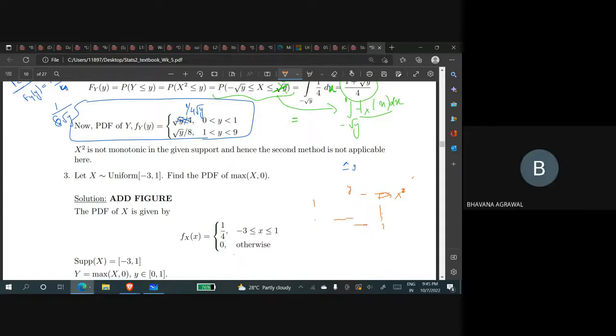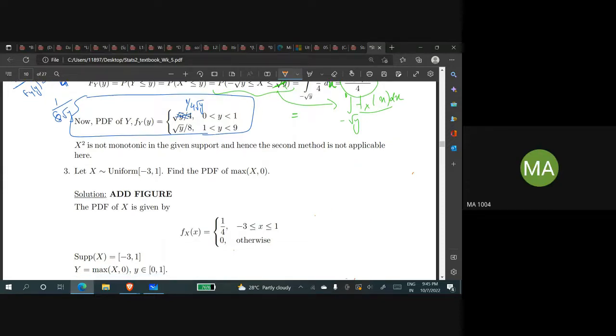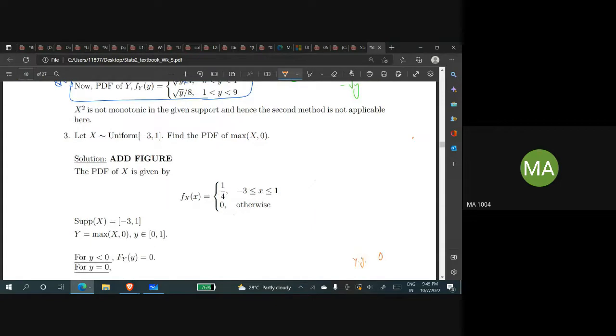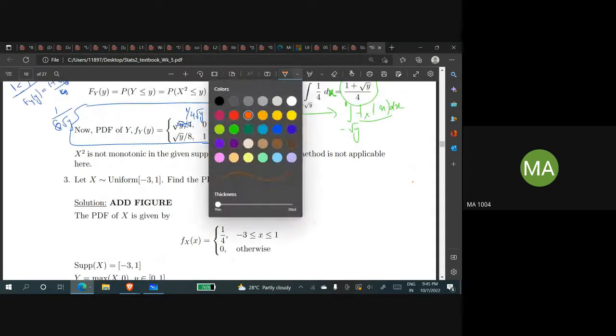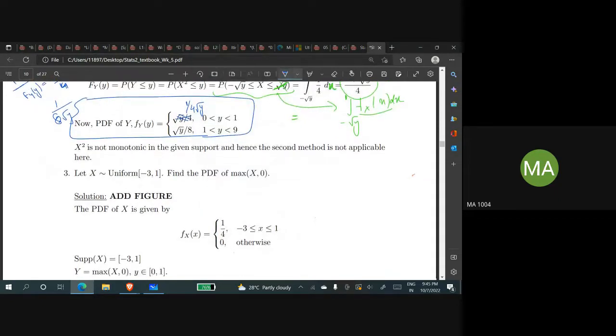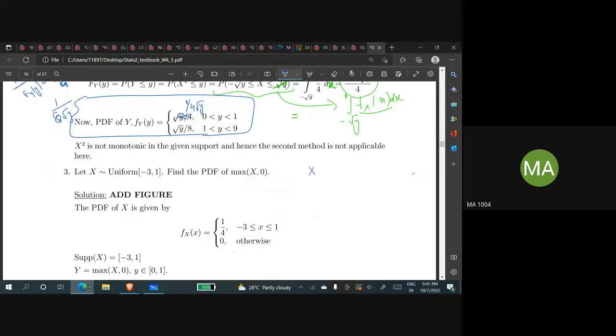Find the PDF of max of x comma 0. Yes, that is the problem, but how will you do it? You see that again x is uniform in -3 to 1, and you have to find the PDF of max of x, 0.